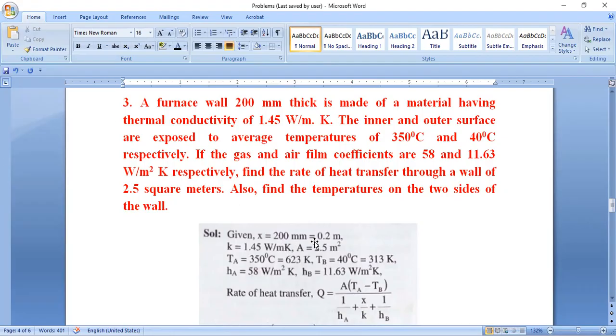X is equal to 200 mm, 0.2 meter. K is equal to 1.45 watt per meter Kelvin. A is equal to 2.5 meter square and TA is equal to 350 degrees Celsius, 350 plus 273, 623 Kelvin. TB is equal to 40 degrees Celsius, 313 Kelvin. See here HA and HB. HA is heat transfer coefficient 58 watt per meter square Kelvin. HB is equal to 11.63 watt per meter square Kelvin. See, Q is equal to A into TA minus TB over 1 by HA plus X by K plus 1 by HB.